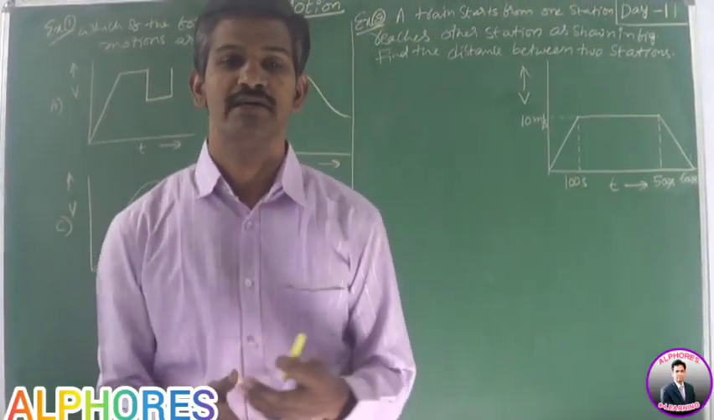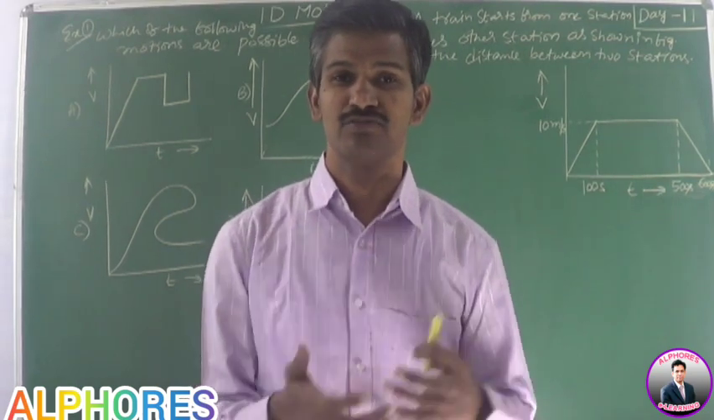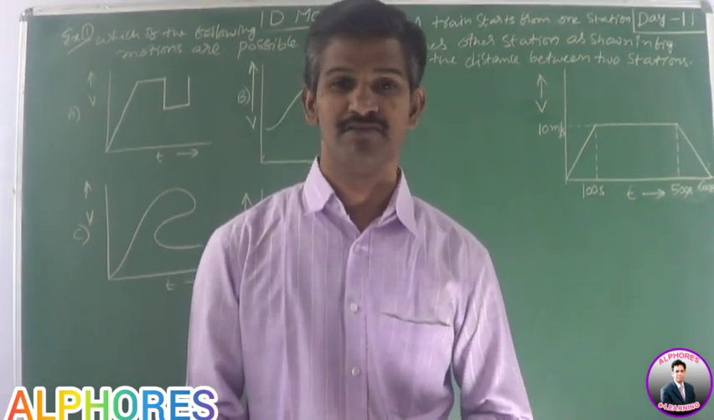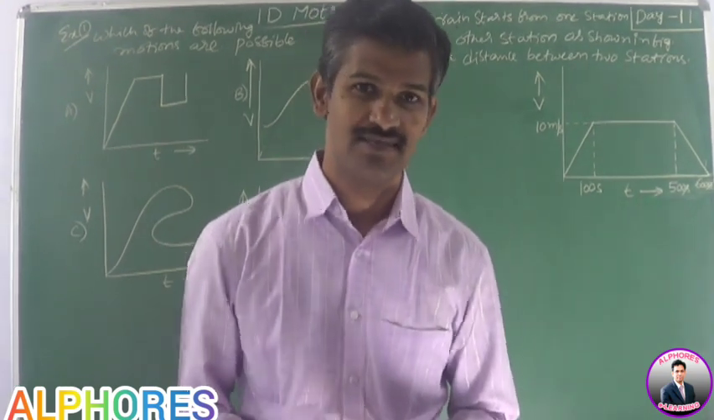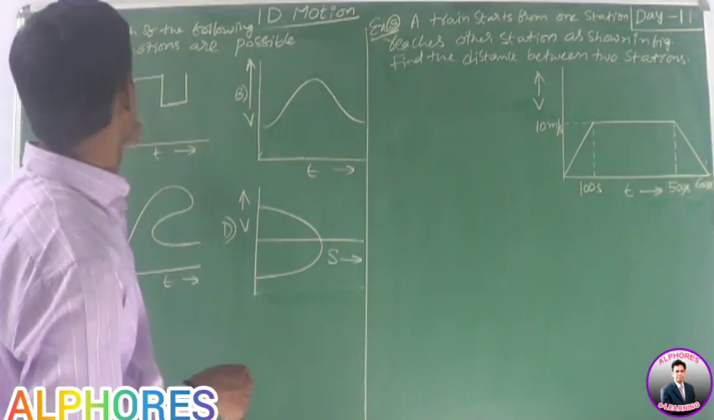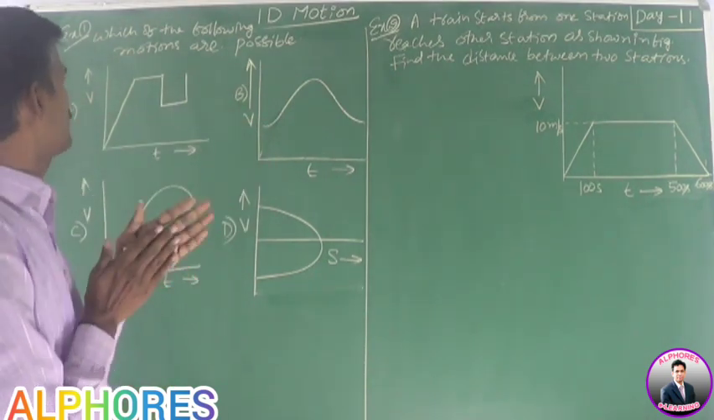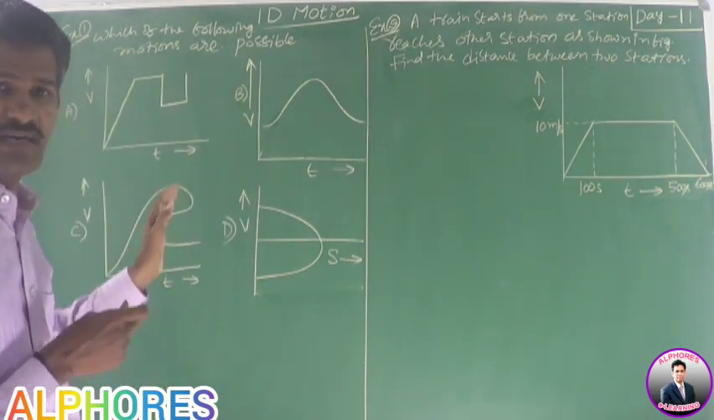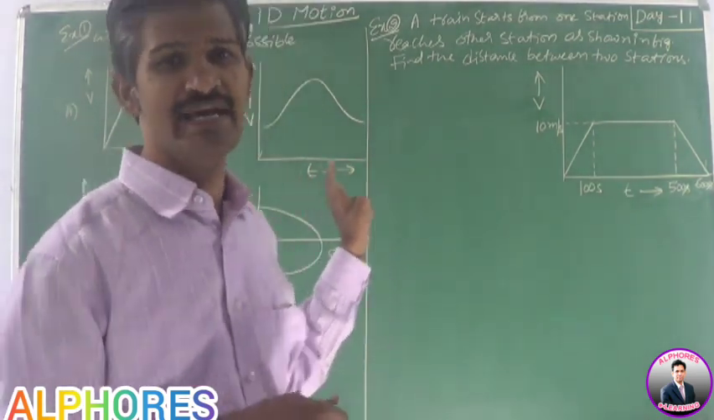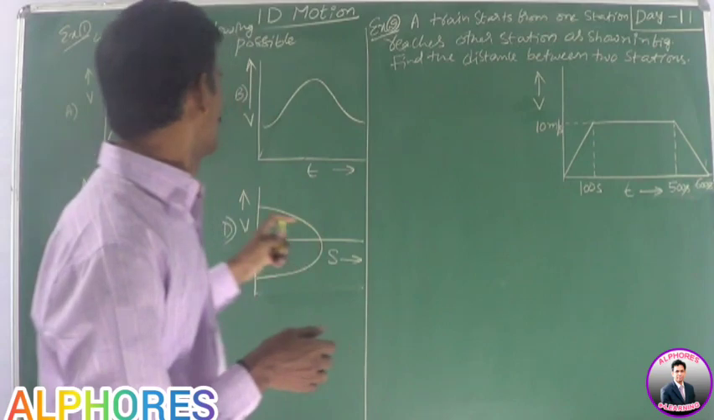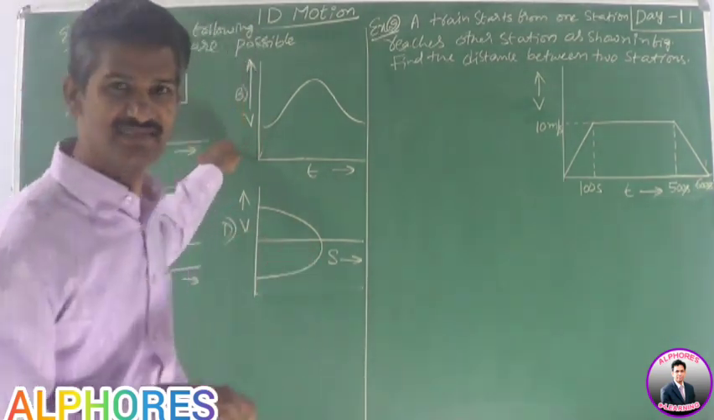Friends, up to here we discussed some basic graphs. Based on those graphs, some questions were asked in previous Mains and Advanced exams. I will discuss some of these questions. Our first question is: which of the following graphs, following motions, are possible? Here they gave some graphs. It was asked in the 2018 Mains exam. I just modified some of the graphs for our convenience.